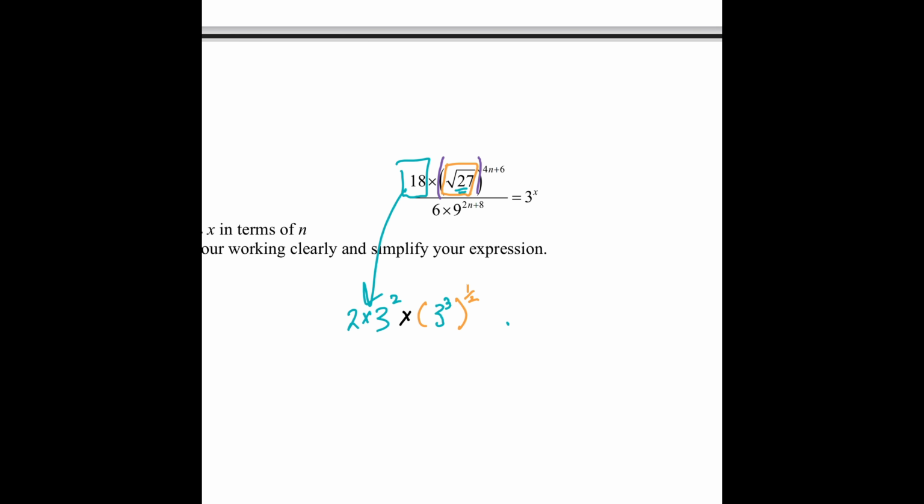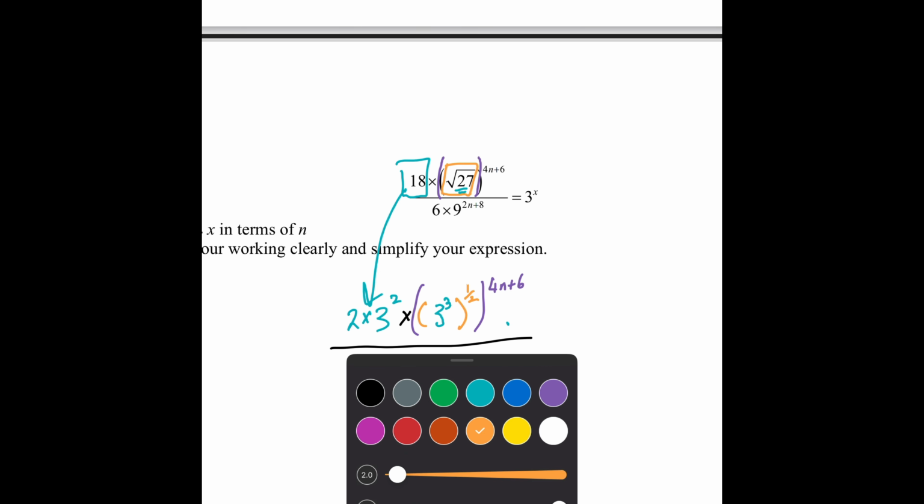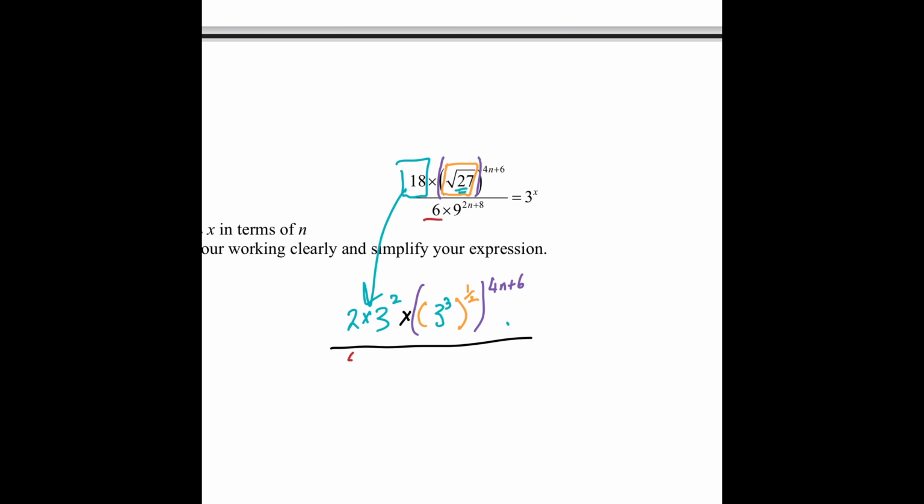Now remember, obviously we're also raising this to the power of 4n plus 6. And this is all being divided by, well, 6. I'll try and do these in different colours so you follow. The 6 at the front there is the same as 2 times 3. And the 9, you guessed it, green. 9 is 3 squared. Do use brackets here. If you're not sure, should I put in brackets or not? Usually the answer is yes. And then obviously to the power of 2n plus 8. I know I've used red twice, but it's totally fine.